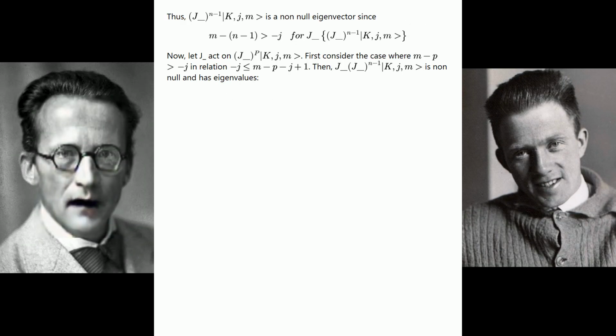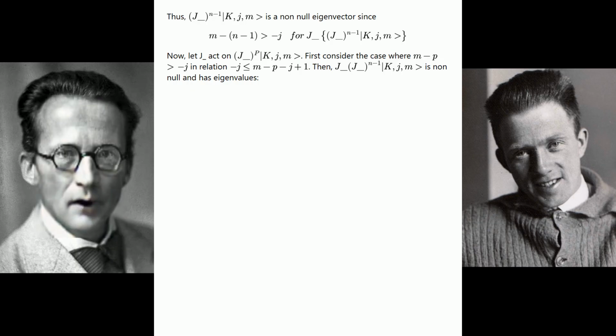Thus, (J−)^(n−1)|k,j,m> is a non-null eigenvector, since (see the equation shown). Now, let J− act on (J−)^p|k,j,m>.